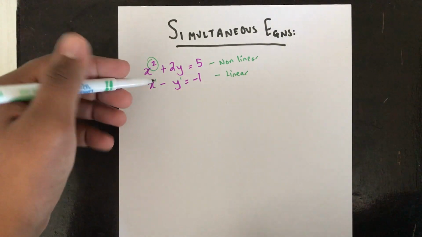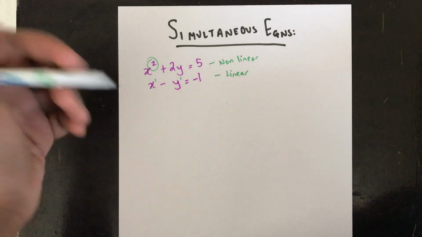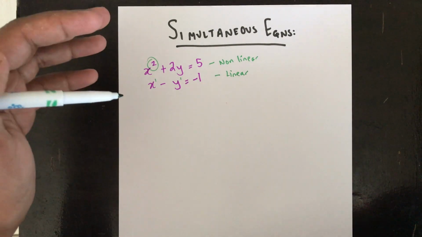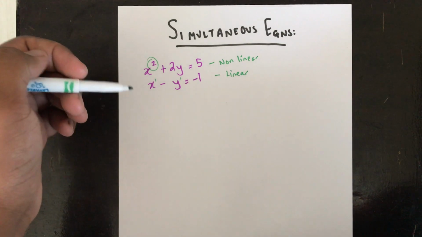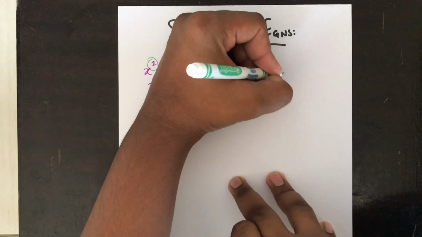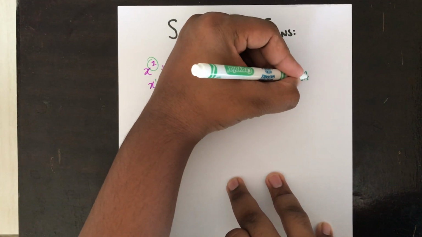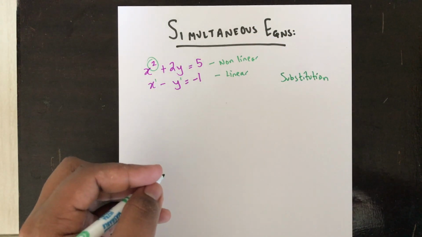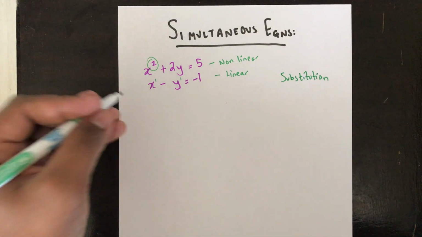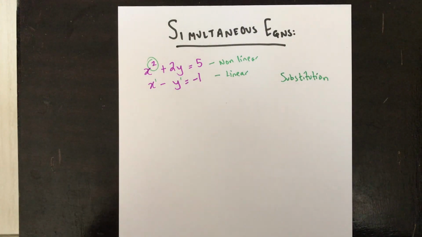For these types of equations, we really won't be able to solve them using the elimination method. It's going to take a really long time. A shorter way in this case would be the substitution method, and this was discussed in a previous video which we had posted. So we'll be substituting in this type of scenario.